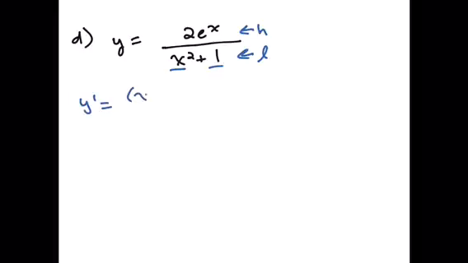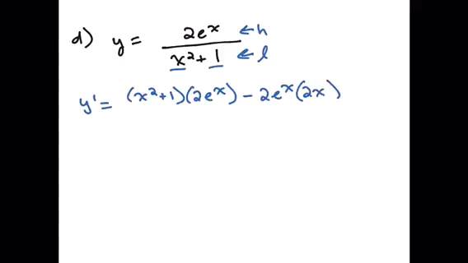My derivative is low d high. Well, the derivative of e to the x is just e to the x. That doesn't change. Minus high d low. Derivative of the denominator is 2x over low squared.